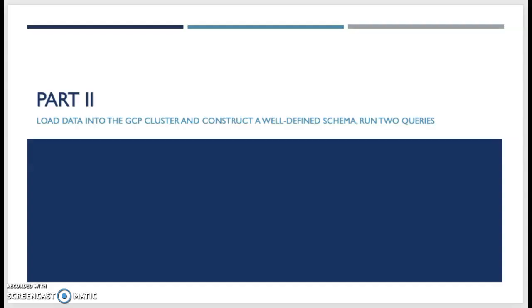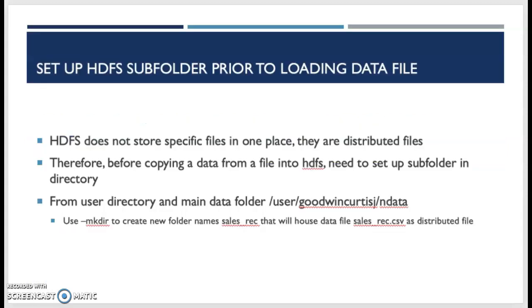So the first part of part 2 is we want to load data into the Google Cloud Platform cluster, construct a well-defined schema, and then run two queries. Before this happens, we need to set up an HDFS subfolder prior to loading the data file. The reason we need to do this is HDFS is a distributed file system, and so not one place stores one specific file. Therefore, when we copy the data into HDFS, we need a subfolder to hold those contents.